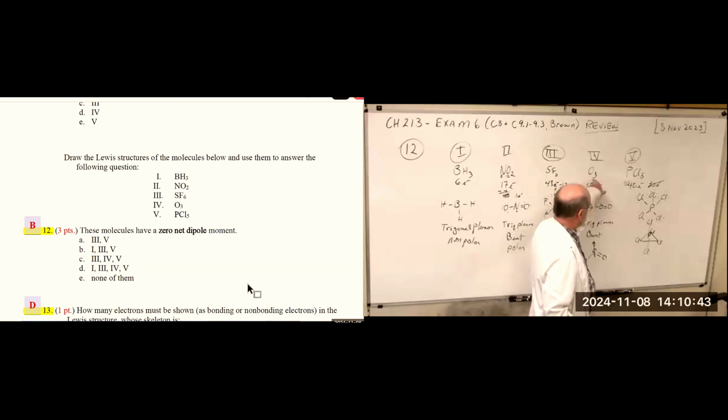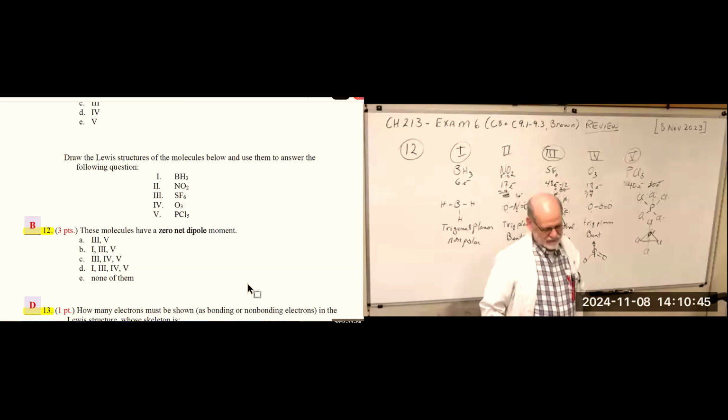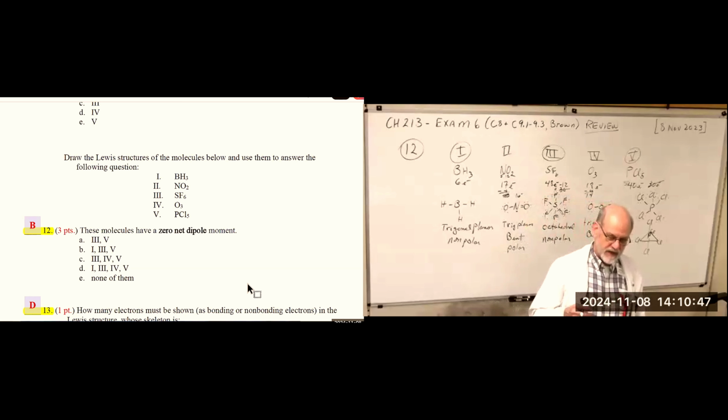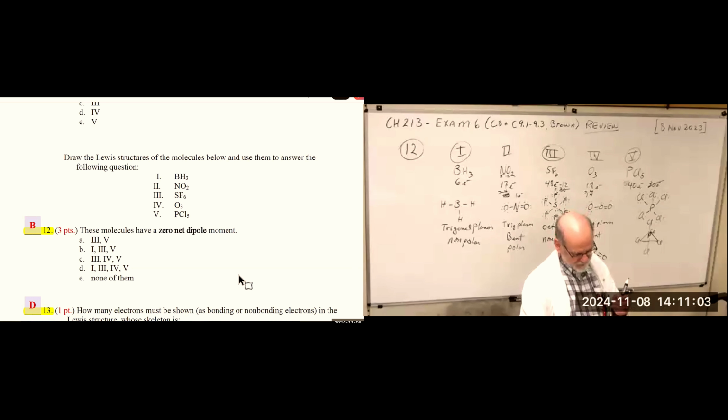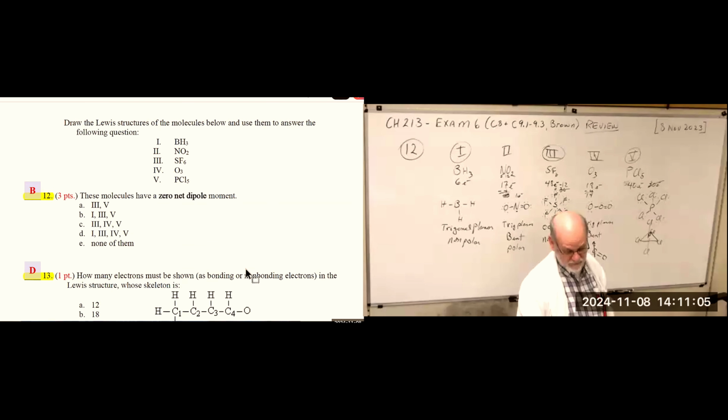This was the tricky one right here. Because normally you would say if the bonds are not polar, the molecule's not polar. But when you've got those lone pairs in there, they influence the polarity of the molecule. I think that's why I put that problem in there. Well, they created it, but I picked it for that reason.